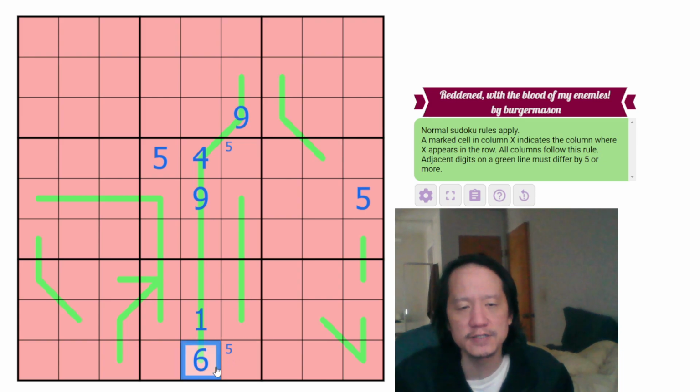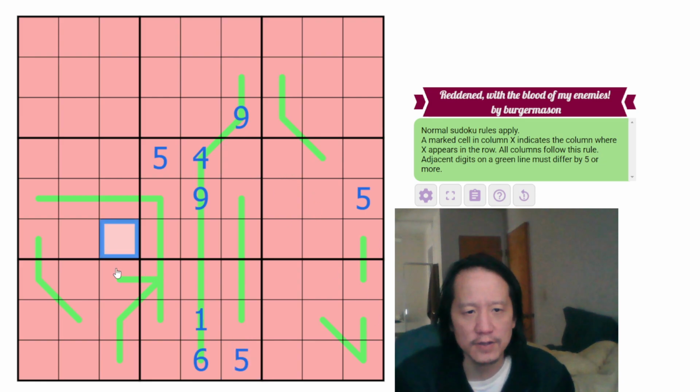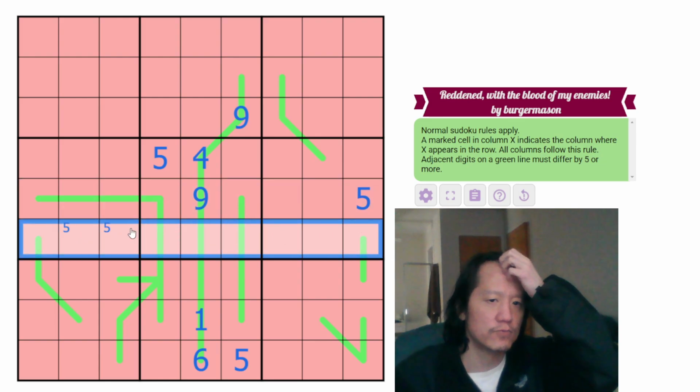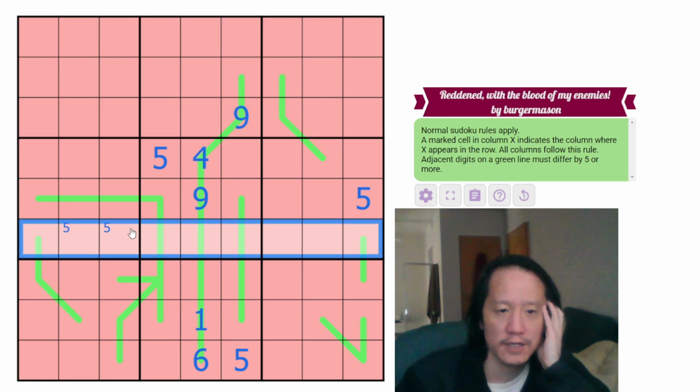This 6 says that a 5 is in the 6th position, so this must be a 5. So this can't be 5 again. One of these two is a 5, because those are the only digits remaining that are not on a German whisper line for row 6.